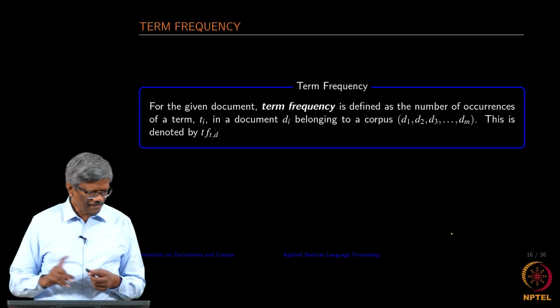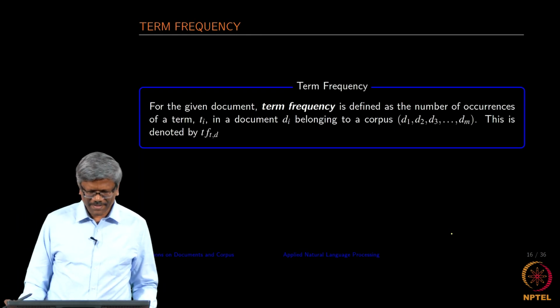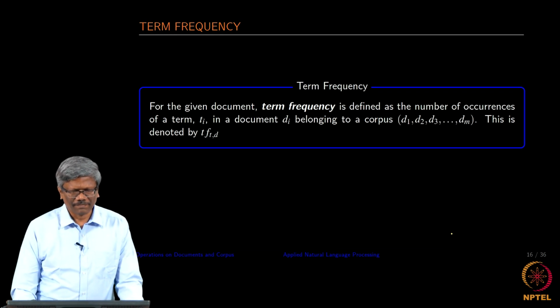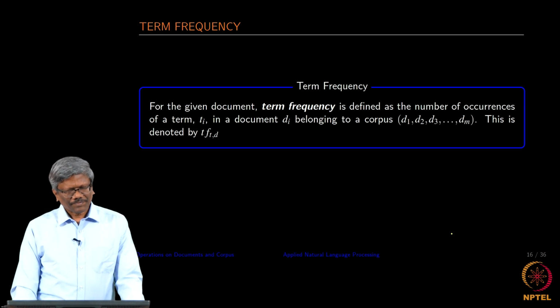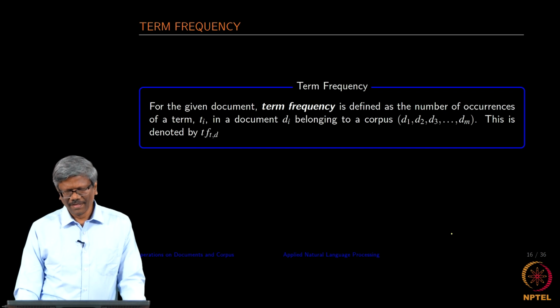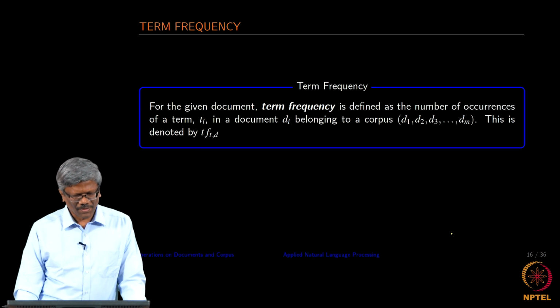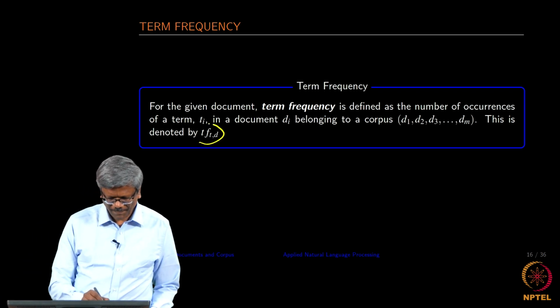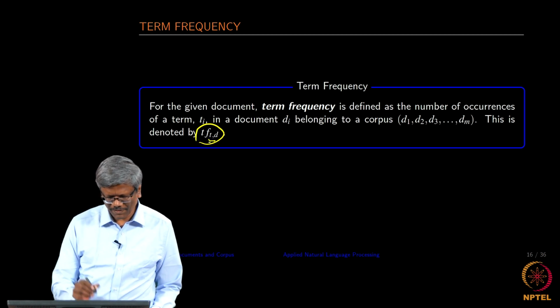Okay, let us now define our first interesting term in the statistical processing of the corpus. I will read out from this slide again. The term frequency is defined as the number of occurrences of a term Ti in a document Di belonging to a corpus D1 to Dm. This is denoted by TF(T, D). So, note the suffix of these two.